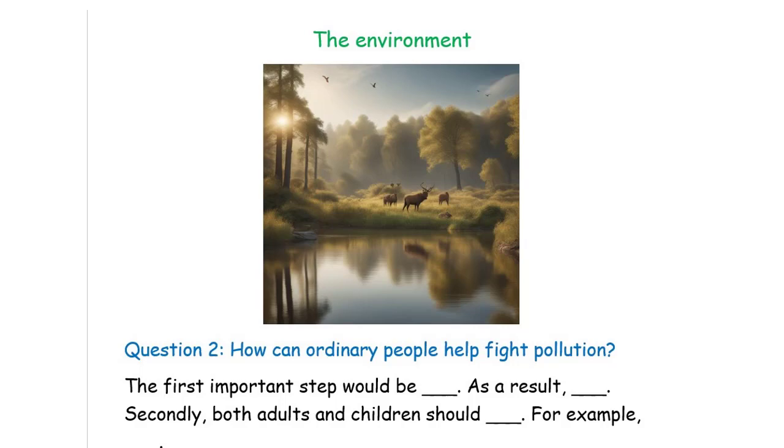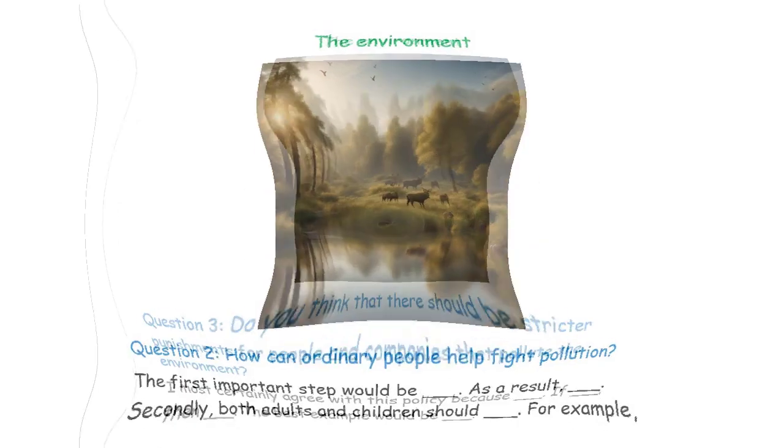And now let's listen to a Band 9 response. How can ordinary people help fight pollution? The first important step would be reducing plastic usage. As a result, we can decrease the amount of plastic waste ending up in landfills and oceans, thus protecting marine life. Secondly, both adults and children should participate in community cleanup events. For example, joining a beach cleanup can make a tangible difference in keeping our coastlines clean.